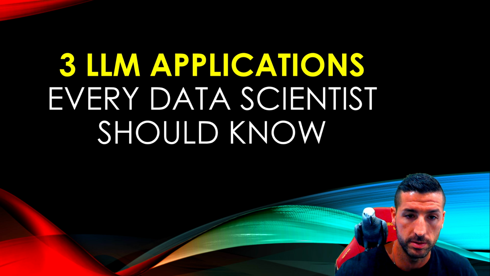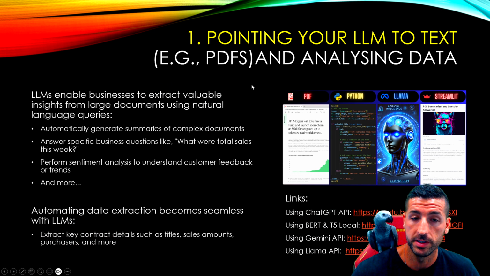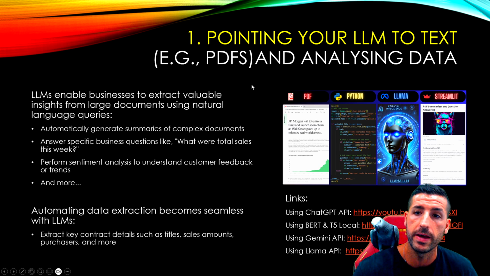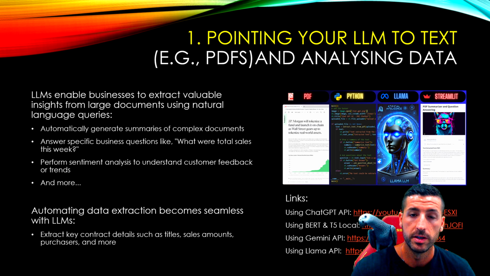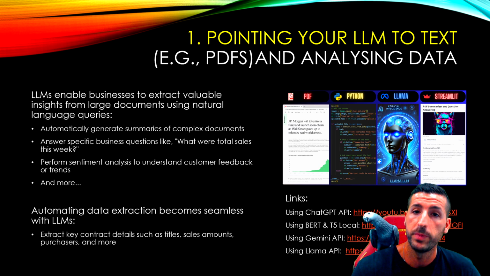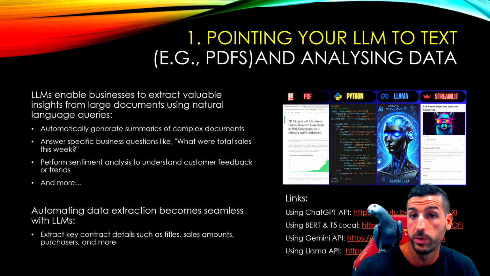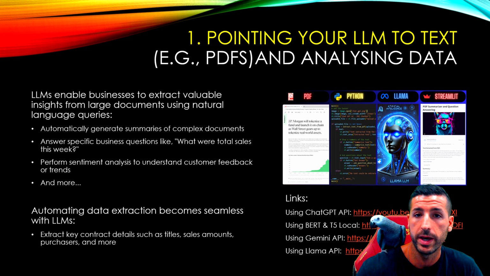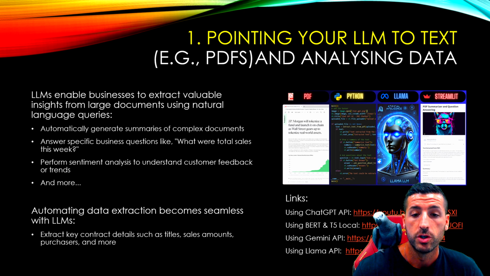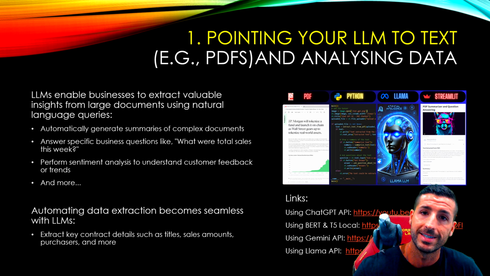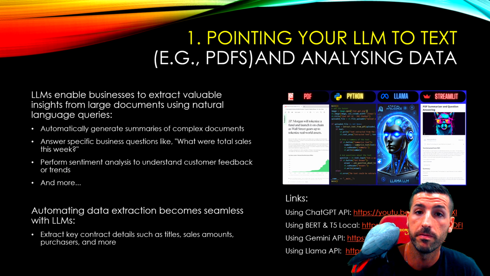Jumping on the first one is that every data scientist should know how to point their LLMs to text. Now, in a lot of business scenarios, the raw data that comes in is actually text data, so PDF data. And a lot of the times, the business has to understand that data. However, the business doesn't actually have time to go over those PDFs because they can be anywhere from 20 pages all the way to 1,000 pages. So they need a way to easily summarize all that text data very quickly.